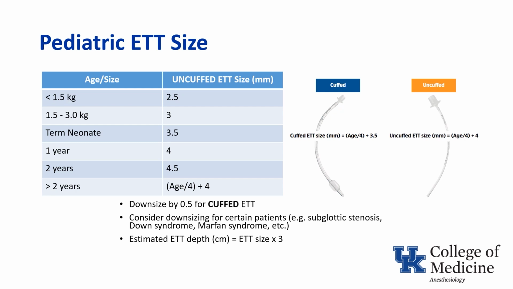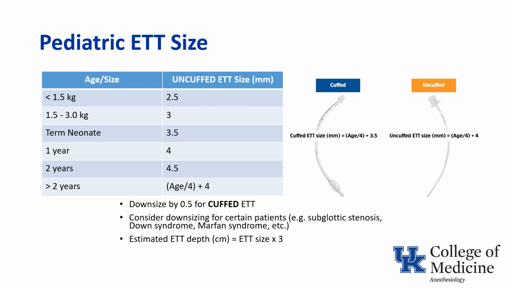It's important to realize this is for uncuffed ET tube size, and we typically utilize cuffed ET tubes these days in pediatrics. So if you're going to use a cuffed ET tube, then you should downsize by half. So if your uncuffed ET tube size is 4.5, if you're going to use a cuffed, you would use a 4.0. You should also consider downsizing for certain patients, such as those who have subglottic stenosis, Down syndrome, which are also prone to subglottic stenosis, Marfan syndrome, which typically have a narrow glottis, things like that.